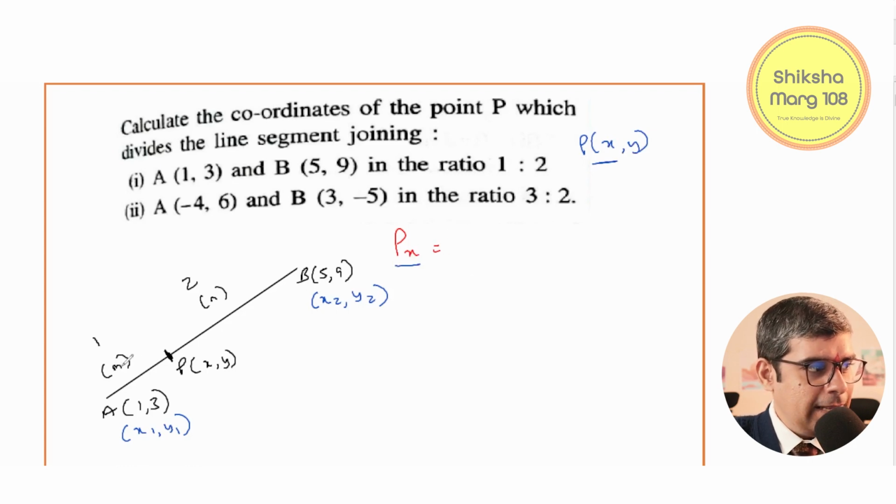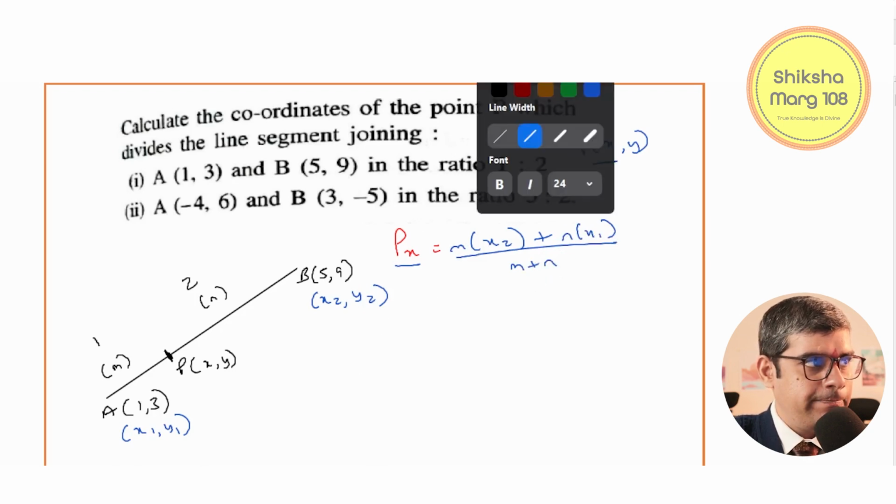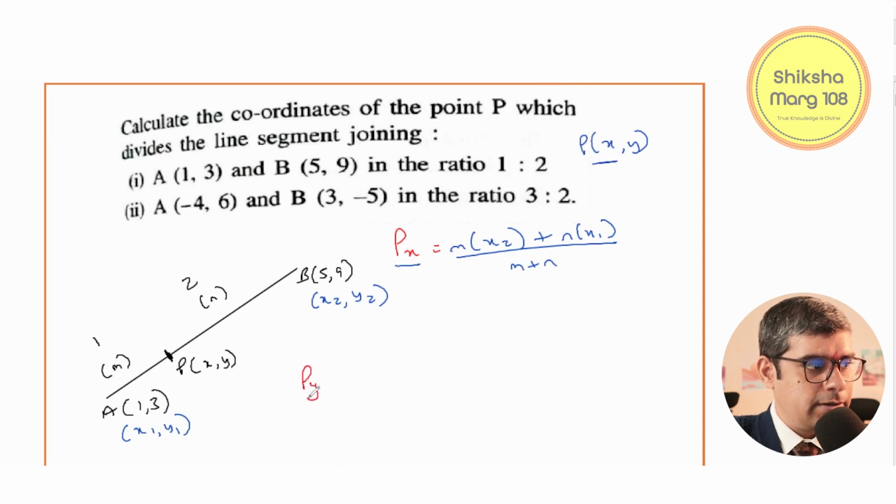So the formula is going to be M times x2. So we focus on the x coordinate now, plus N times x1, and that's going to be the general formula throughout, the whole upon M plus N. And if I want to now find the value of Py, the y coordinate that is, it's going to be the same formula, but instead of the x, we're going to be interchanging it with the y value. So that's going to be M times y2 plus N times y1, the whole upon M plus N.